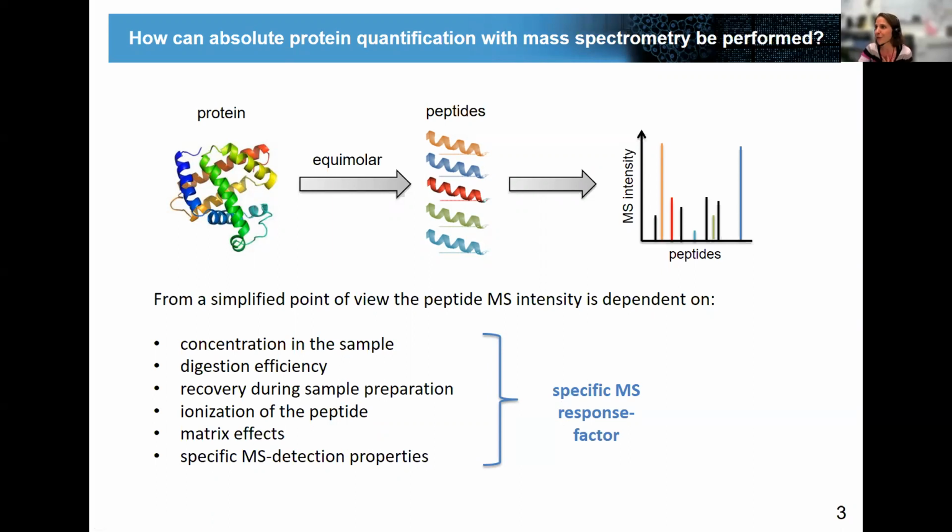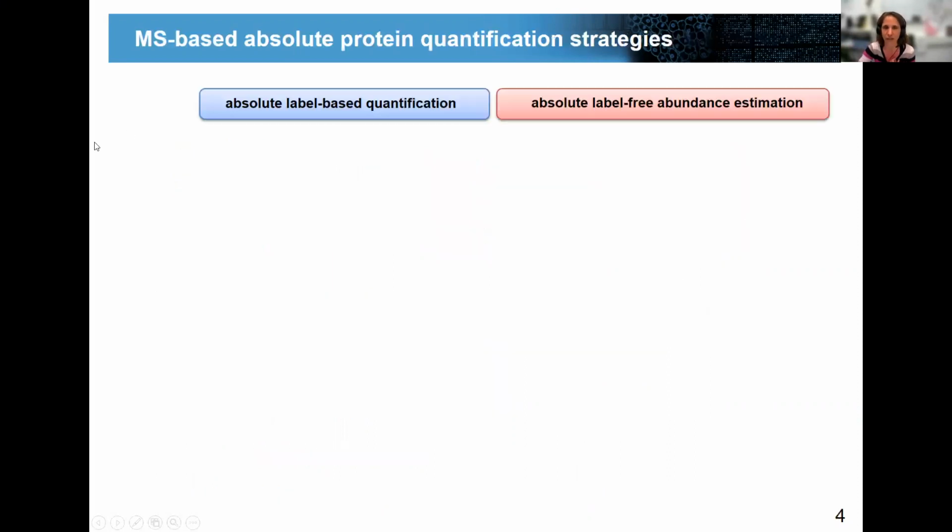Now, for absolute quant, this means that if we just measure the intensity of a peptide in a sample and we want to infer the concentration, this is very difficult, right? If we don't know this response factor, the intensity says nothing about the concentration. All the other things need to be taken into account as well. And this is why, in order to do absolute quant, you need to determine the response factor of a peptide. Only then can you perform this transfer from intensity to concentration.